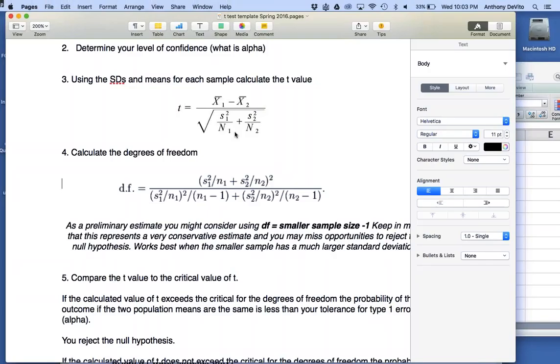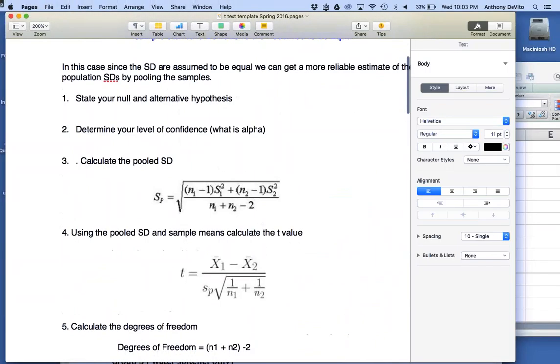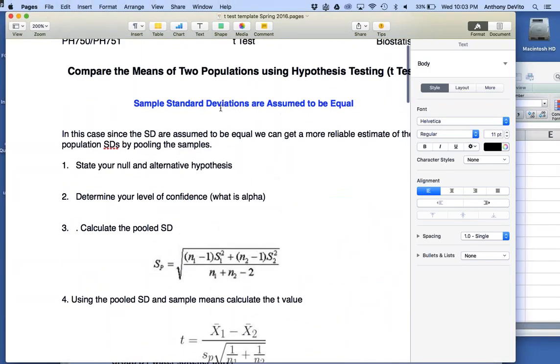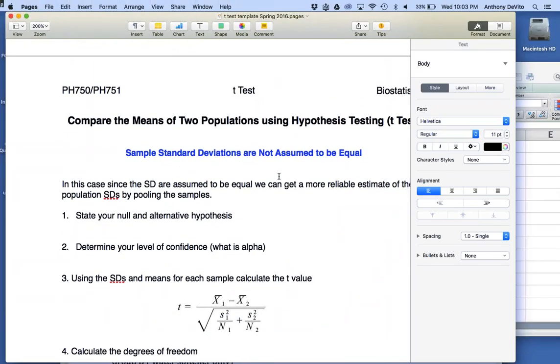Again, usually you subtract one from the sample size for the degrees of freedom. In the previous example, we had two samples, 45 each. We added them together, subtracted two, one for each sample. Okay, so that's a difference in the way that you would handle the calculation if you assume the standard deviations to be equal, or if you assume the standard deviations to be not equal.